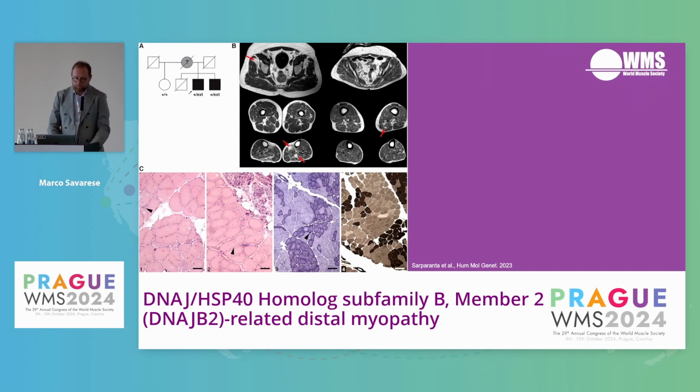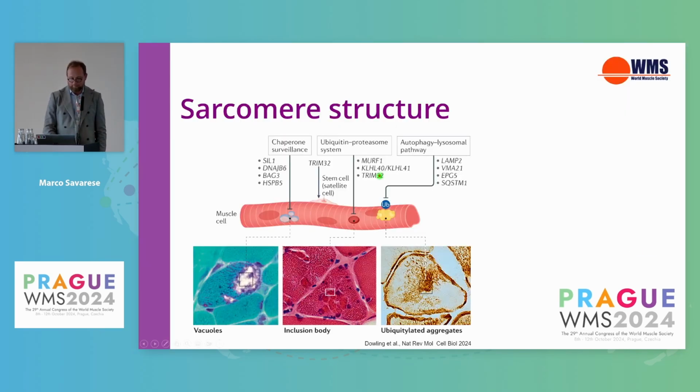And then again, a third different form. This is completely different, because while we were so far discussing sarcomeric proteins, now we have this protein, DNAJB2, which basically plays a totally different function. It's not a structural protein, but it's associated with protein quality control and so on. What you see here is a family that we reported last year with a deletion in the last exon and a protein extension. And why is this relevant?